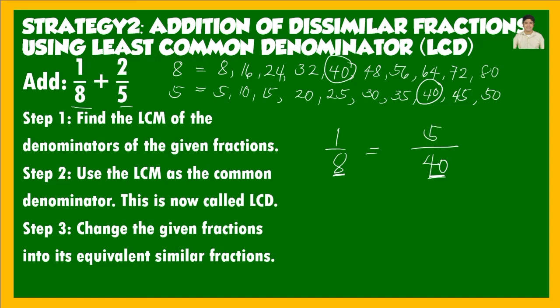Next, for 2/5 naman, 2 over 5. So using the same steps, 40 divided by 5, that is 8. 8 times 2 ngayon, we have 16. So as you can see, pareho na po silang fractions. 5 over 40 and 16 over 40.